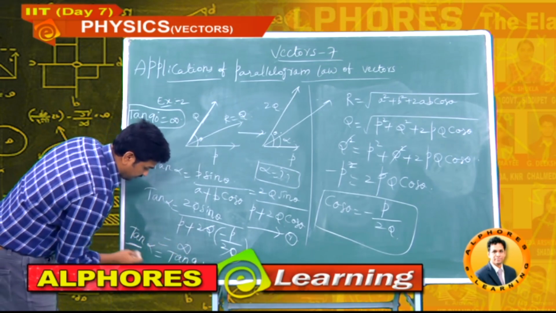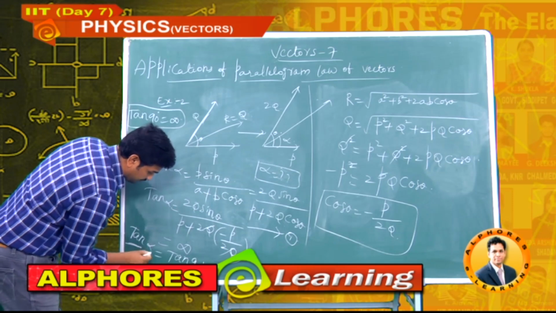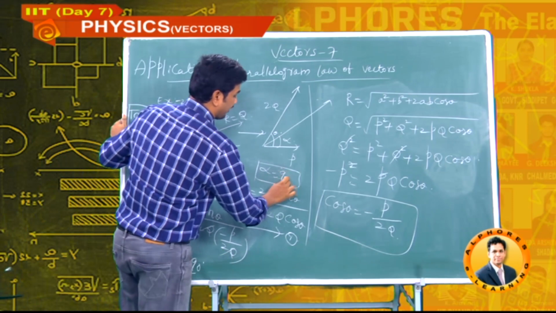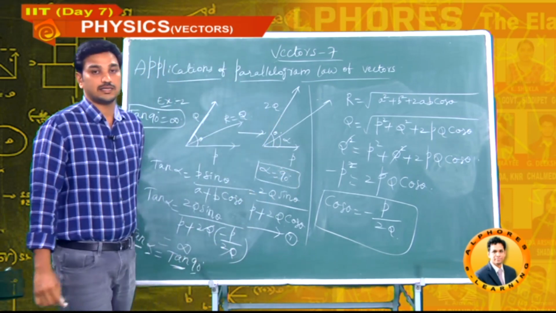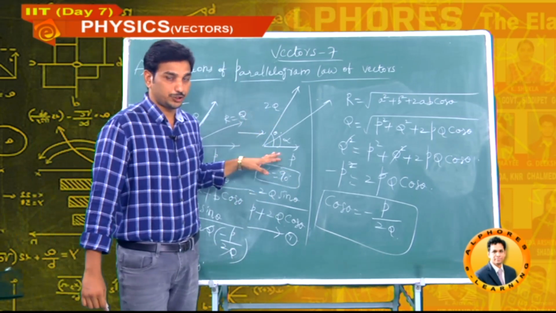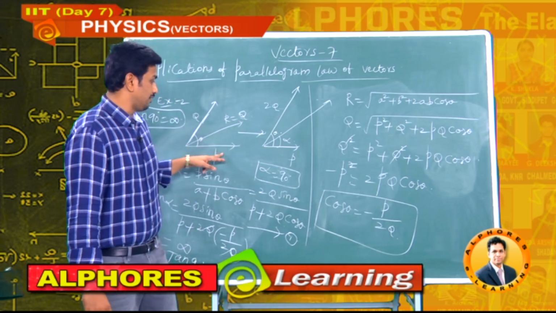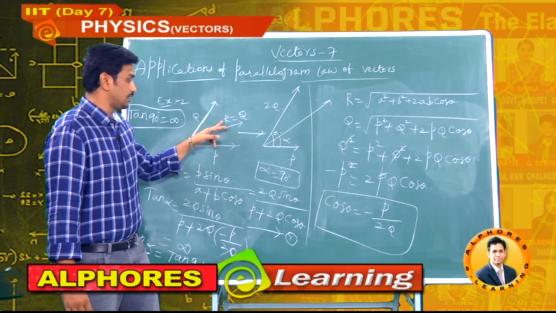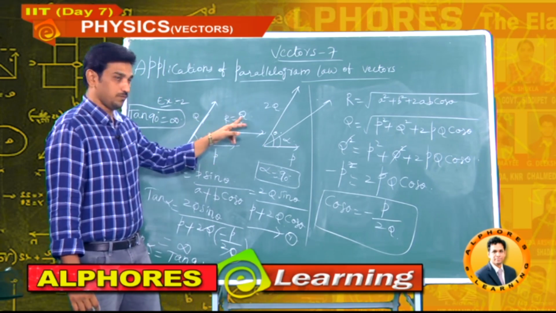Now left side tan, right side tan. Now what is alpha? Alpha value 90. What is the answer? Alpha value 90 degrees. So once again I will try to explain the same question. What they have given: P vector, Q vector having some angle of inclination. Now the resultant of these two vectors is Q.